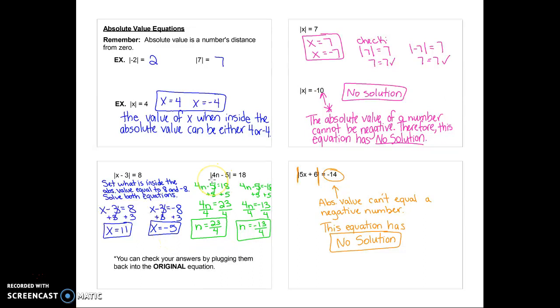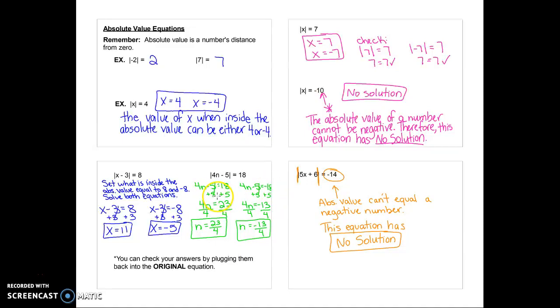Second example here, the absolute value of 4n minus 5 is equal to 18. So again, I know that this distance from 0 is 18. So think about what two numbers could have a distance of 18. Well, that's positive 18 and negative 18. So you make two equations here. This is where I split this into two separate equations. 4n minus 5 could have equaled a positive 18, or 4n minus 5 could also equal negative 18.